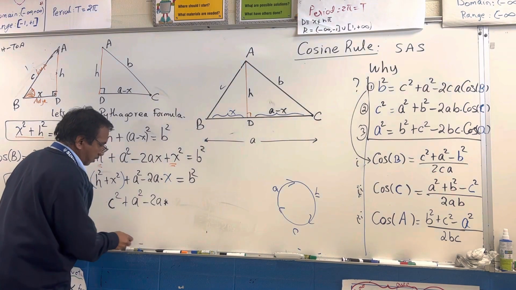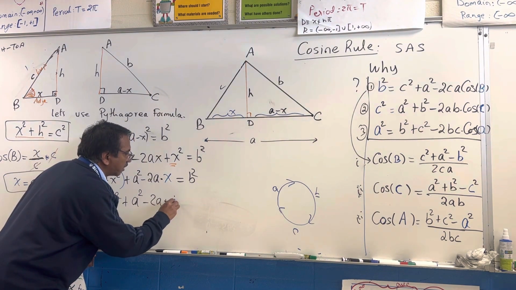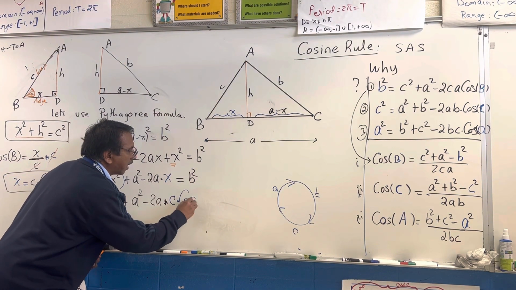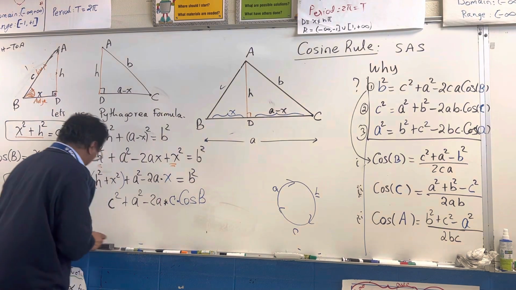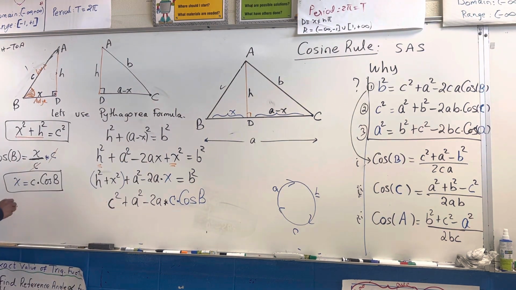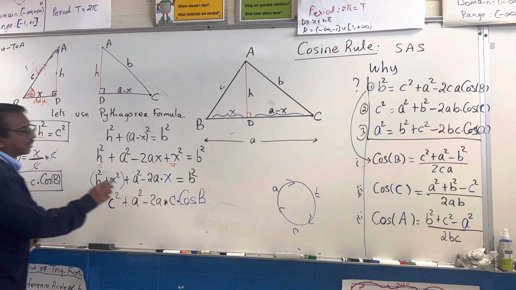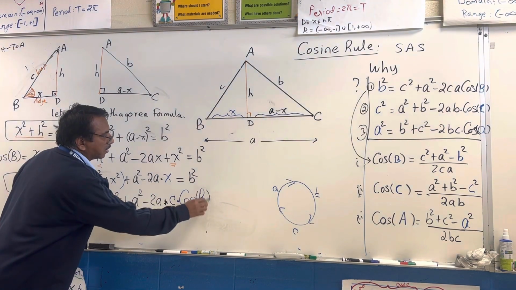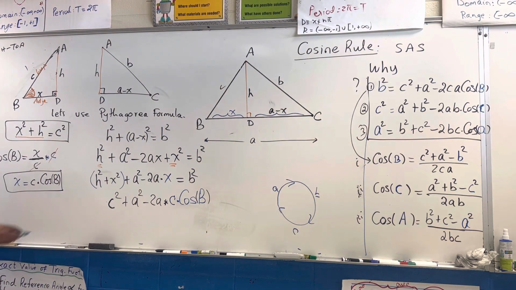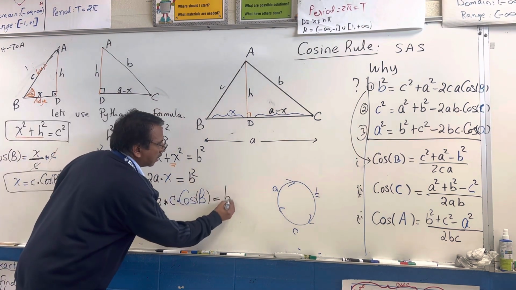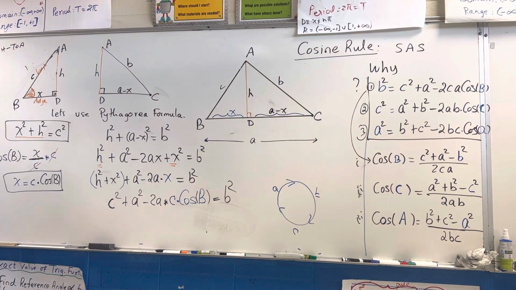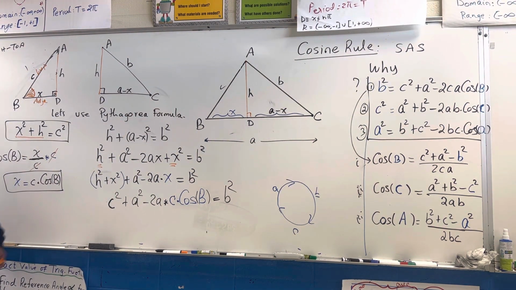So c cosine b. Is that okay? Now angle is always put in the parenthesis, so I put this in the parenthesis. Equals b squared. And we already proved, and we already done this. See how you get it?